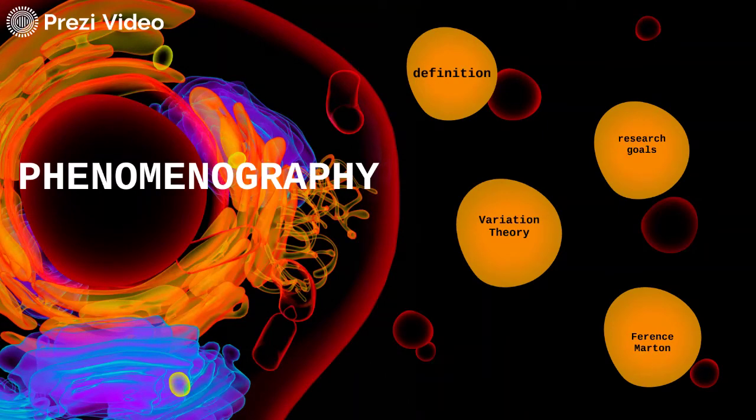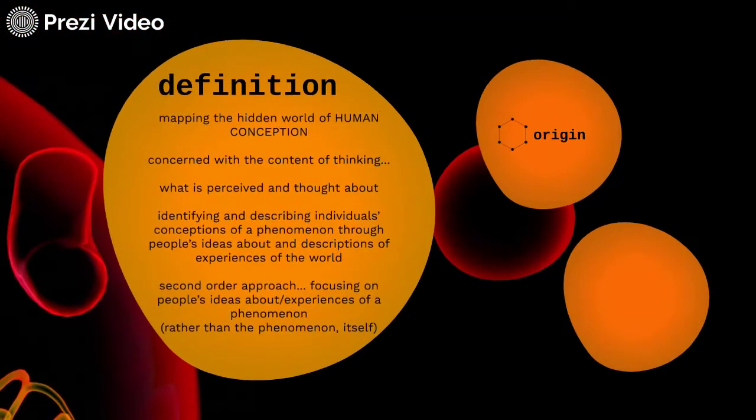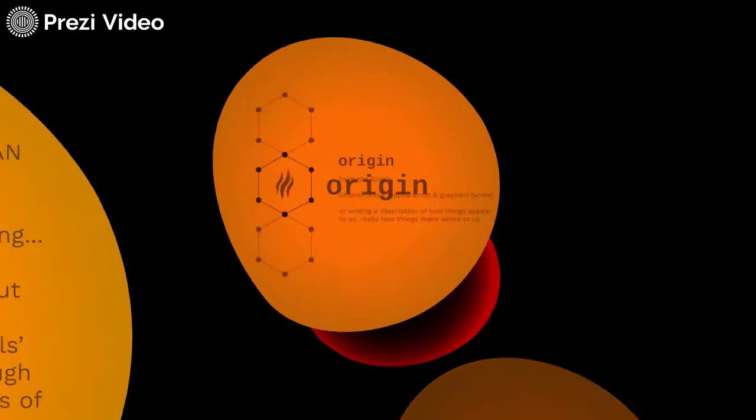This video is a brief introduction to phenomenography. Phenomenography is concerned with human conception, with the ideas that we have about things that we experience. So the emphasis is on the content of our thinking. It's about identifying and describing conceptions of a particular phenomenon. This is oftentimes referred to as a second order approach. It focuses on how people think about an experience or a phenomenon rather than the experience or phenomenon itself.